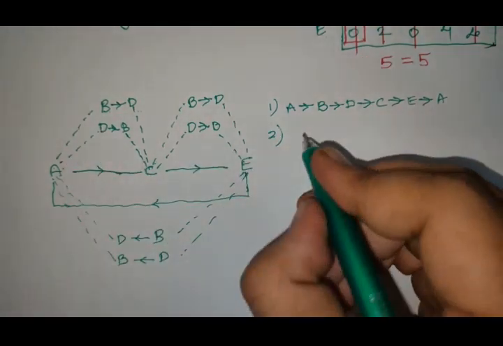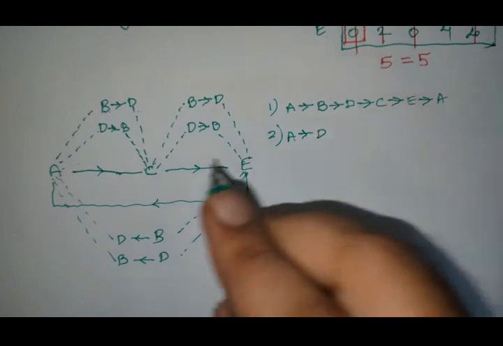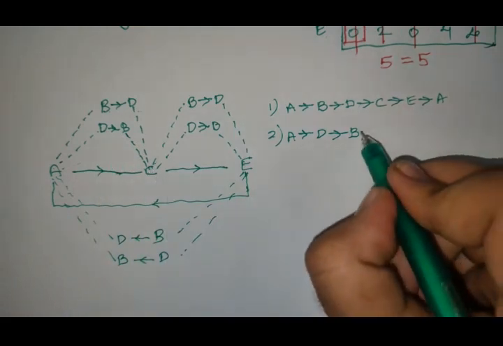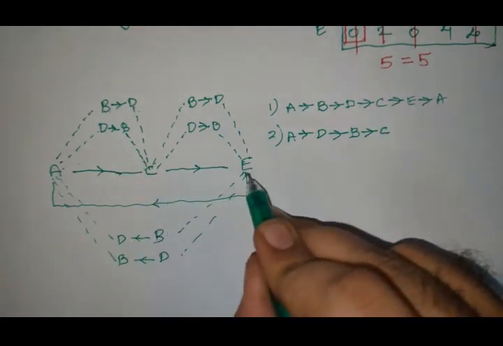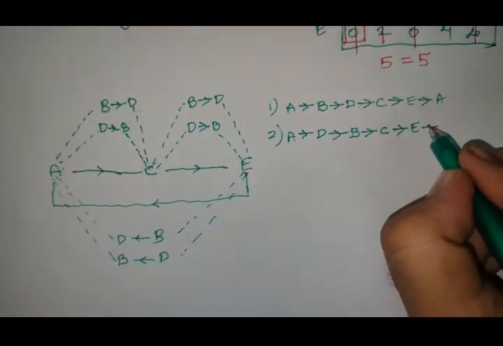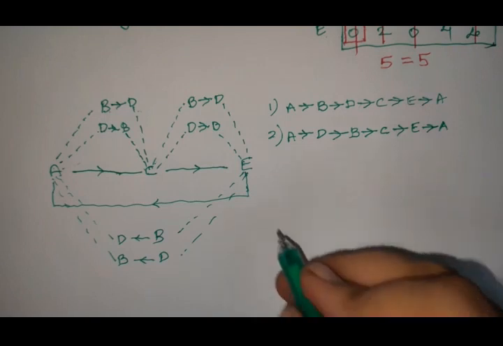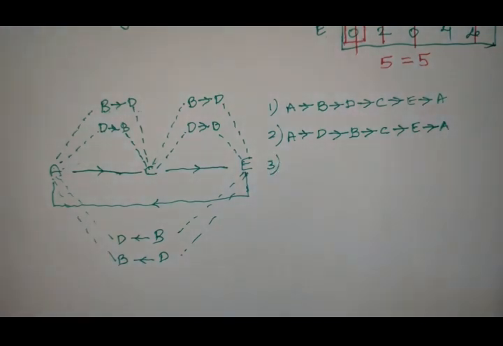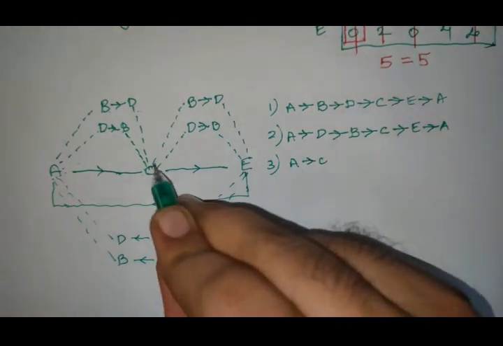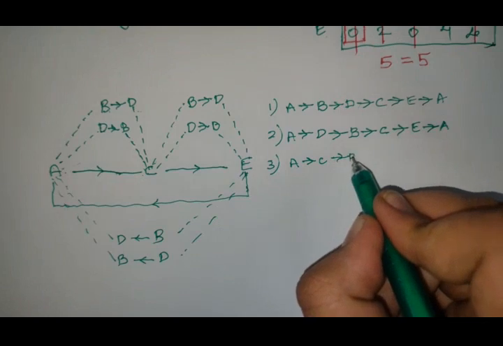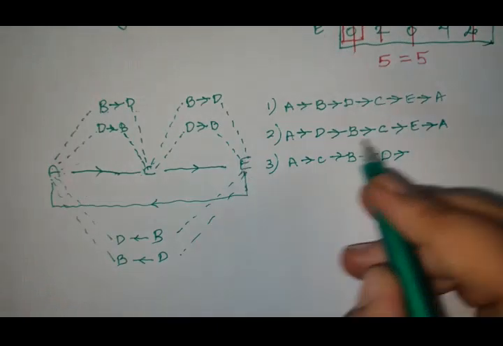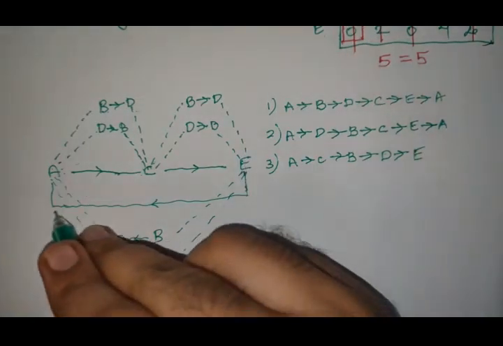A to D, D to B, B to C, C to E, E to A. This is one more possible route. Next, third possible route. Next, A to C, C to B, B to D, D to E, and then E to A he will come back.